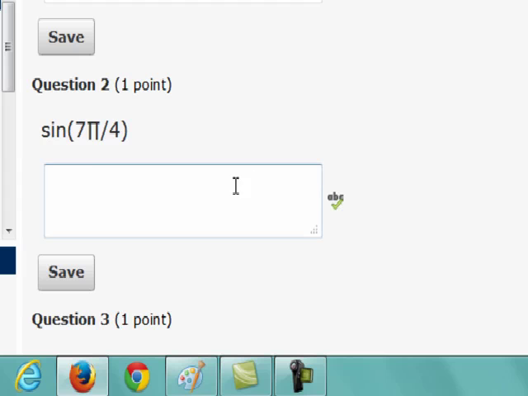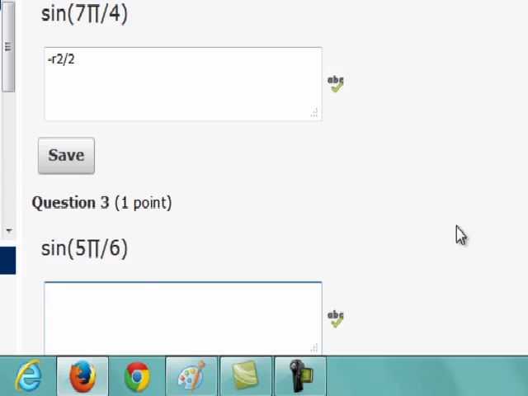Then when I look at the next one, I know it's either plus or minus root 2 over 2 because it has a 4 in the denominator. 7/4 is bigger than 1, so the bottom half of the circle. So negative root 2 over 2. And then tab, tab, tab.